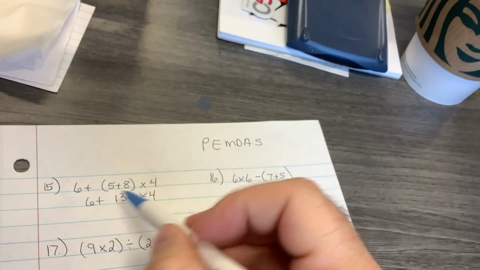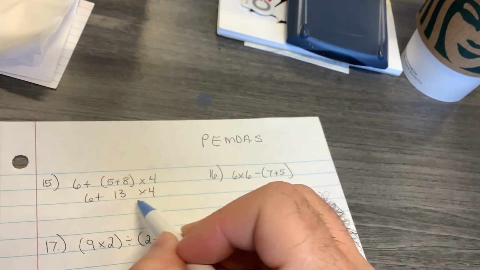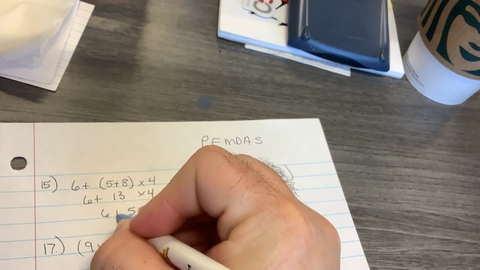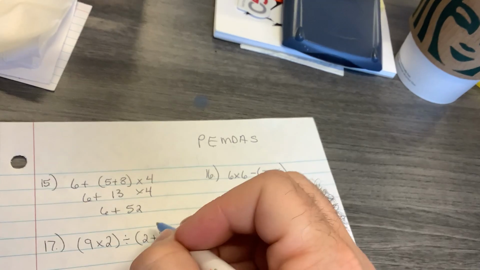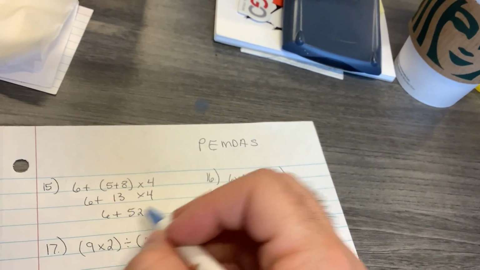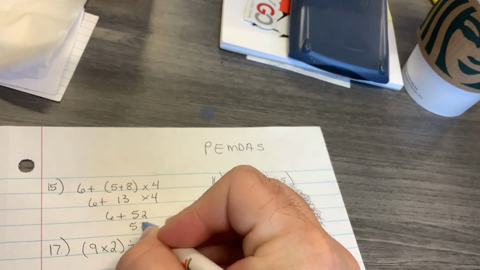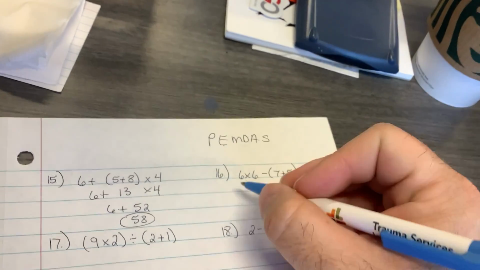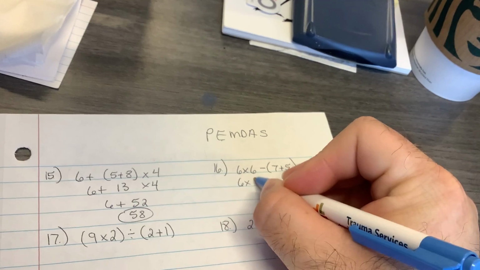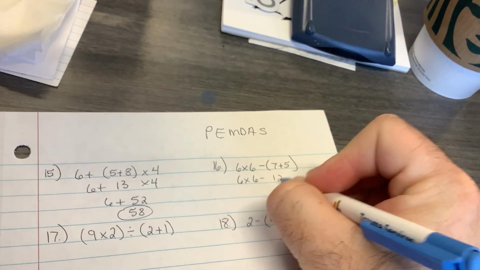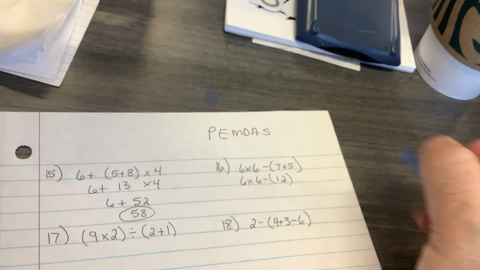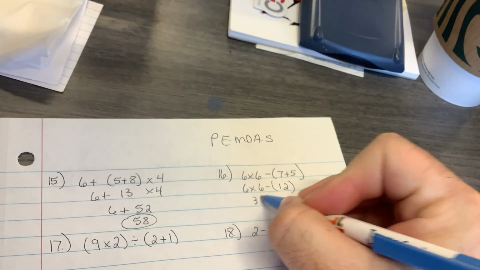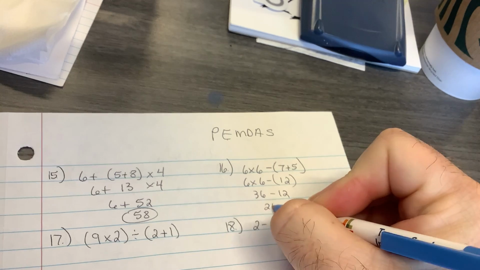Okay, and then between addition and multiplication, we do the multiplication first. Okay, 13 times 4 is 52. And then we add these together, we get 58. Okay. Here, do the parentheses first. You can keep it in the parentheses or move it out, doesn't matter. And then multiplication, which is 36, minus 12, which is 24.